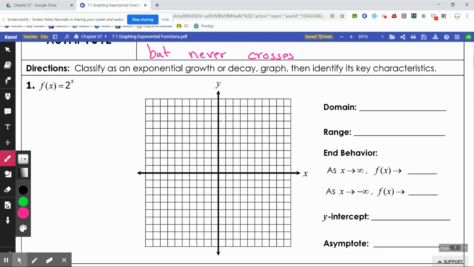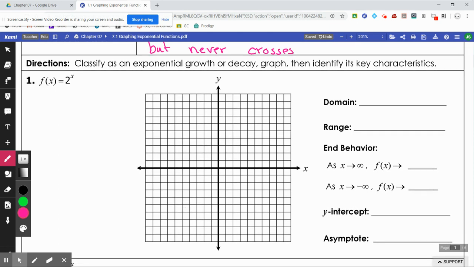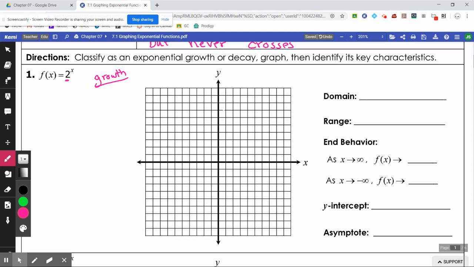So number one, let's classify as an exponential growth or decay, and we can do that just by looking at the number here. If it's a number bigger than 1, it's growth. If it's a number smaller than 1, it's decay. So therefore, this would be an exponential growth. It's going to get bigger and bigger. We're going to graph it, then we're going to identify its key characteristics. And I've made a t-table here.